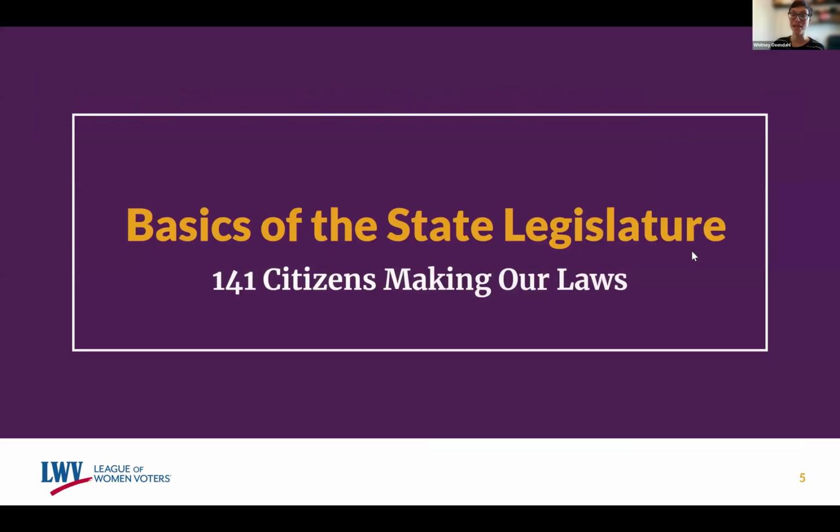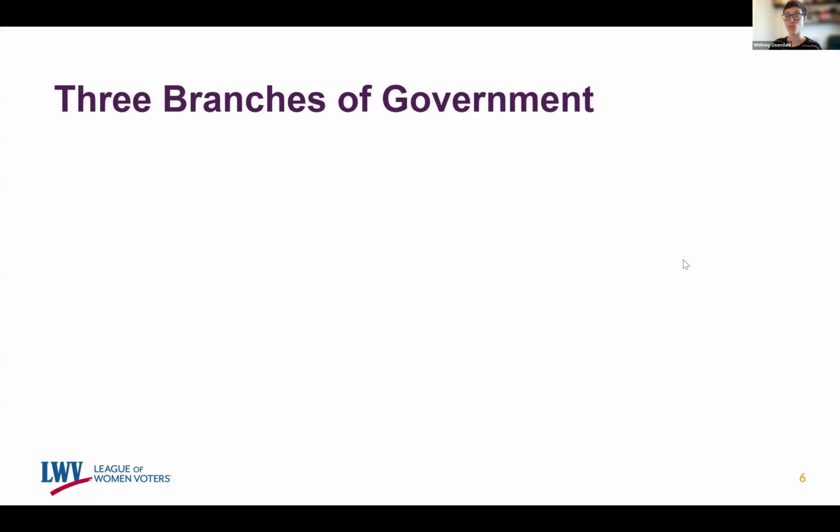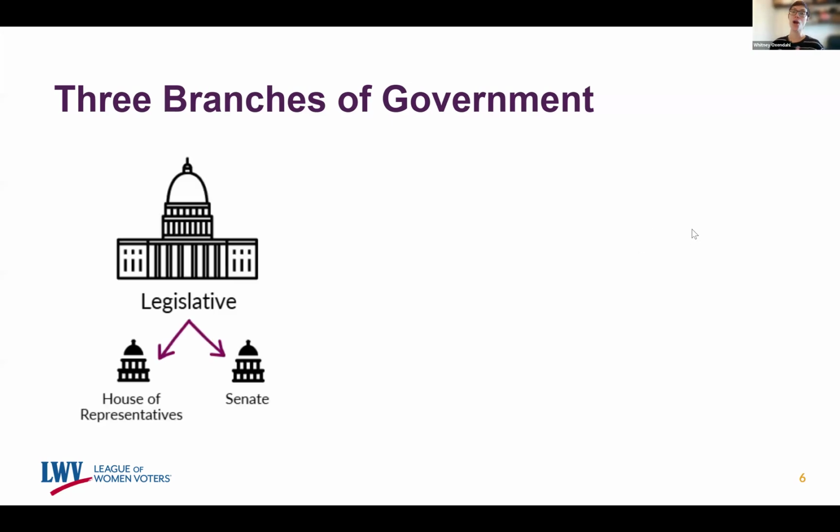Okay, so first we're going to go through the basics of the state legislature. We have 141 citizens making our laws in North Dakota. Our state government in North Dakota is modeled after our national government, our federal government. So we have our version of Congress. We have our legislative branch, the North Dakota Assembly, which is our state legislature. We even have a House and a Senate, just like Congress.